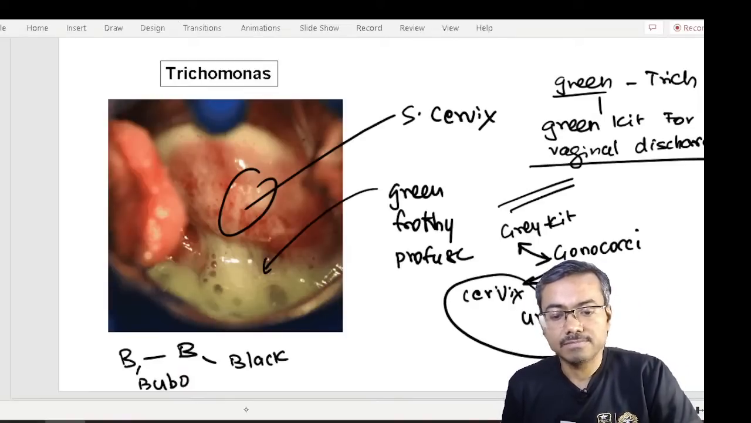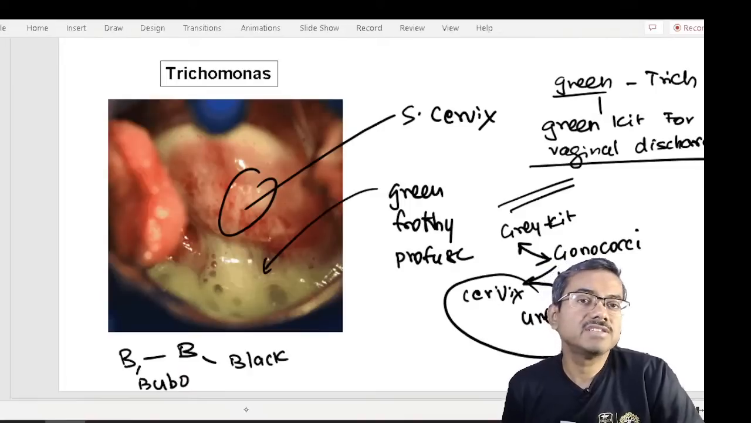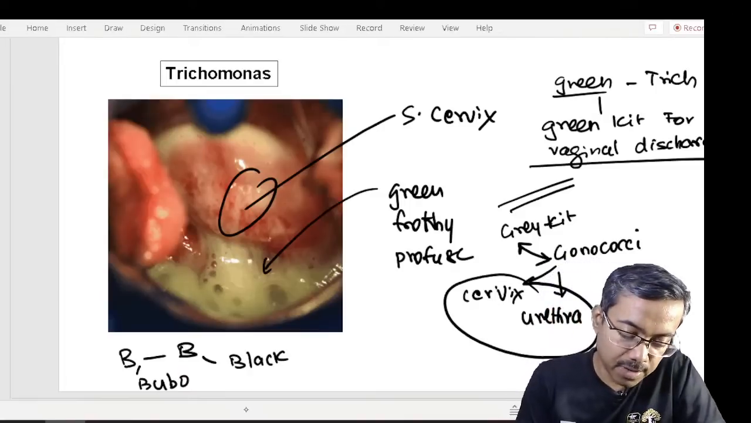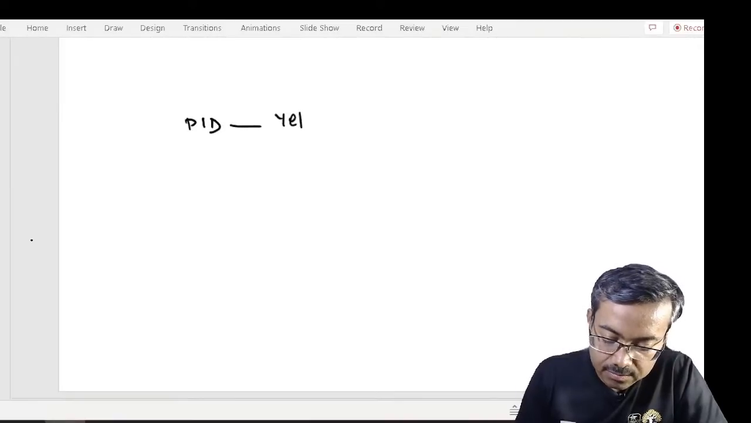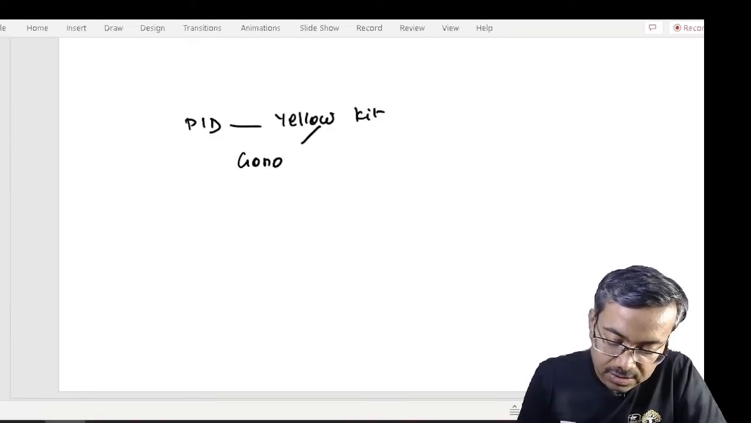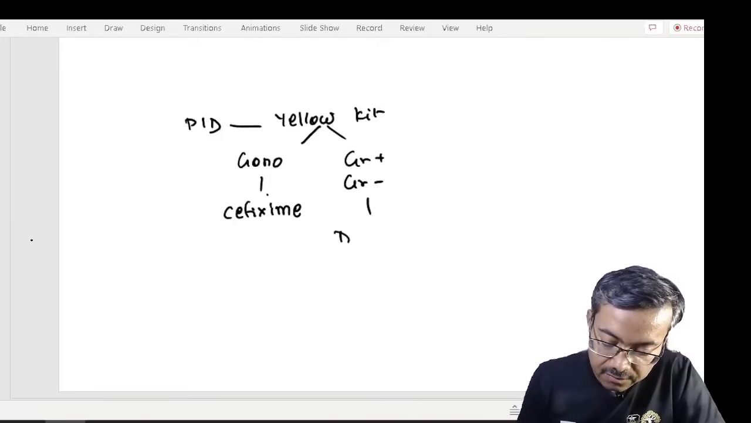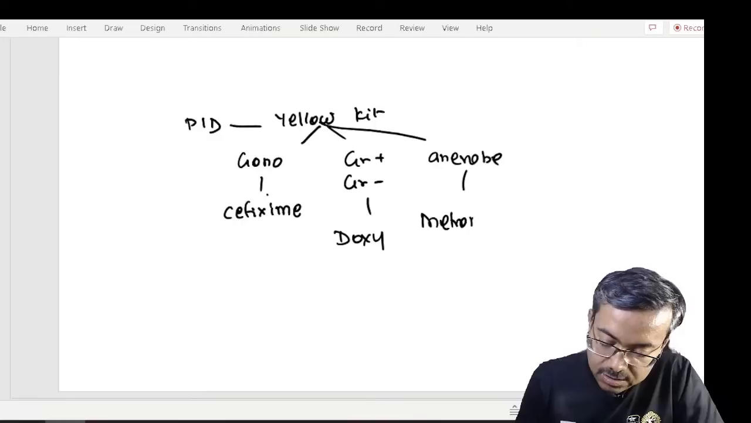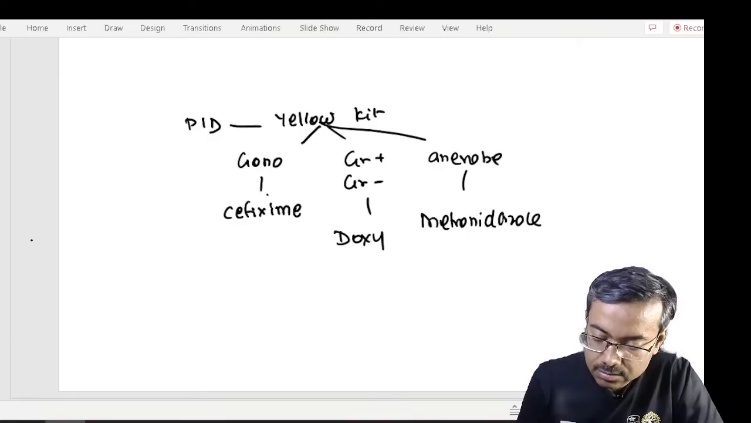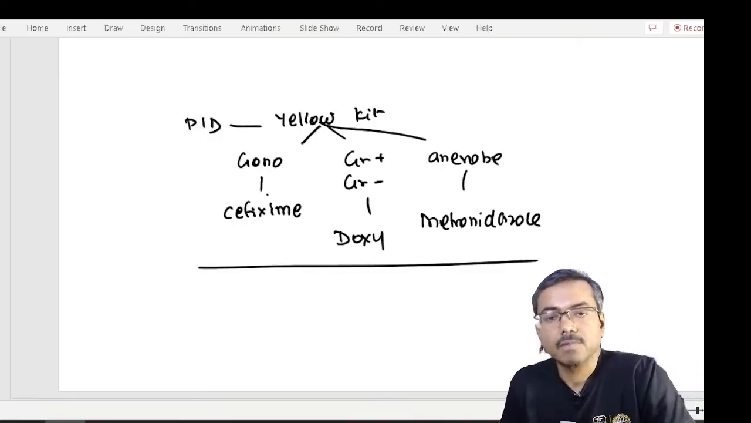Okay. Drug of choice for pelvic inflammatory disease: you want to know the drug of choice for PID. PID is covered by the yellow kit. Okay. Yellow kit has gonococcus coverage with cefixime. It has gram-positive and gram-negative bacteria coverage with doxycycline and anaerobe coverage with metronidazole. This is what we give.